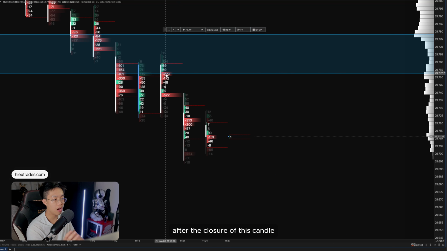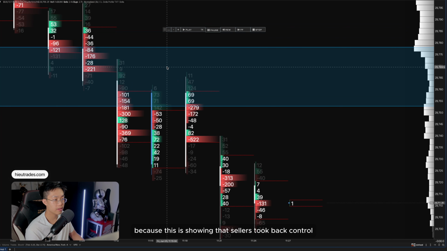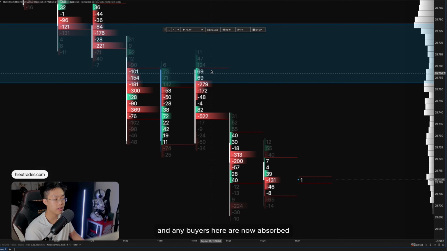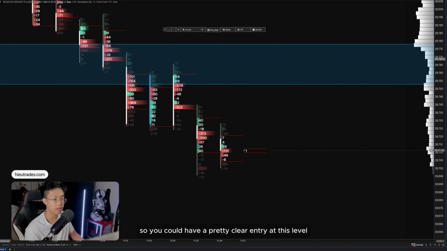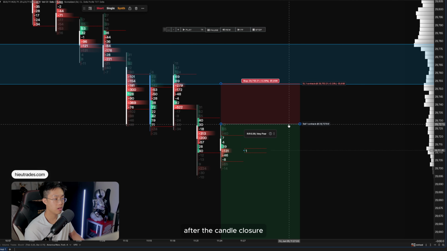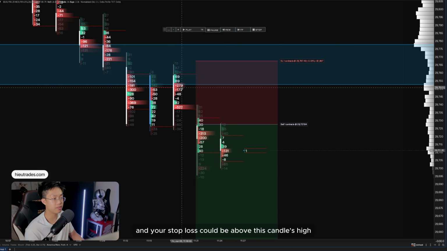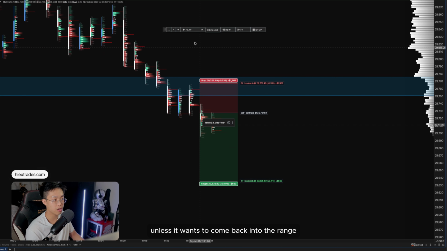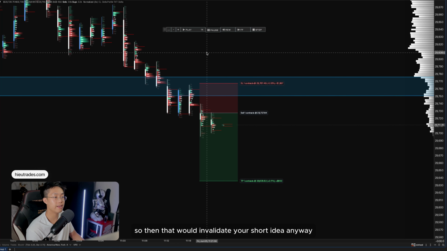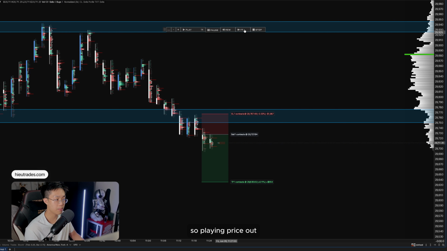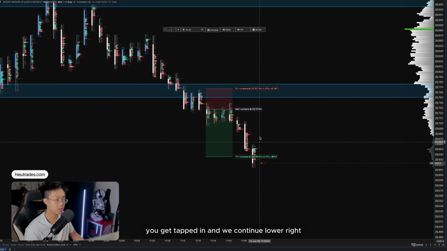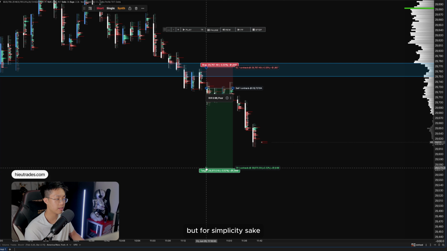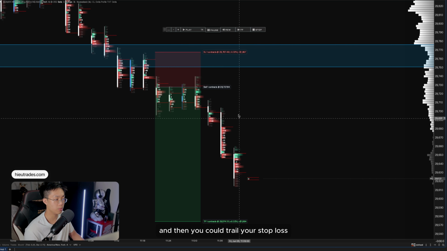So you can have your entry here after the closure of this candle, because this is showing that sellers took back control. Buyers are pretty much exhausted now. Any buyers here are now exhausted and any buyers here are now absorbed. So you could have a pretty clear entry at this level after the candle closure, and your stop loss could be above this candle's high. Because price has no reason to come back to this level unless it wants to come back into the range and sellers lose control, so then that would invalidate your short idea anyway. So playing price out, you get tapped in and we continue lower, right? Obviously, you could do a fixed risk to reward or a dynamic risk to reward, but for simplicity's sake, let's do a fixed risk to reward, and then you could trail your stop loss.